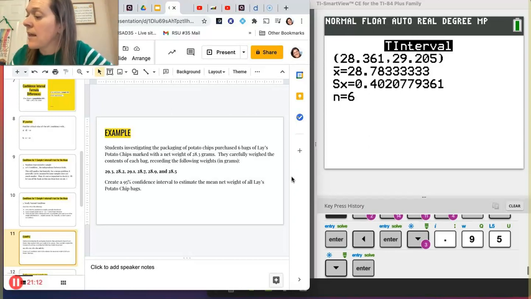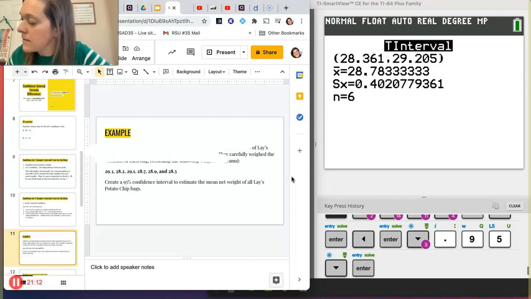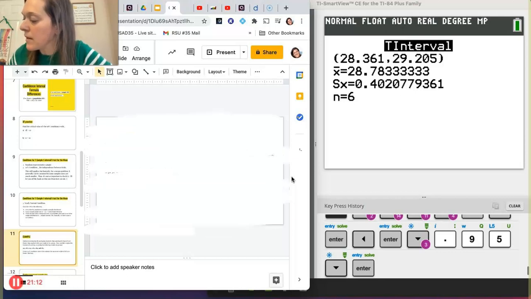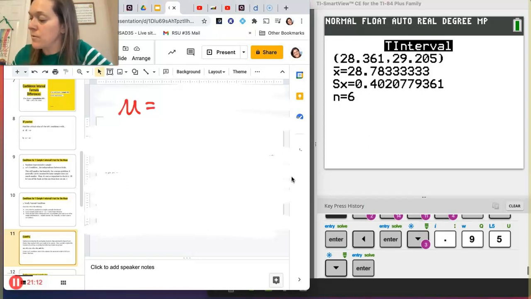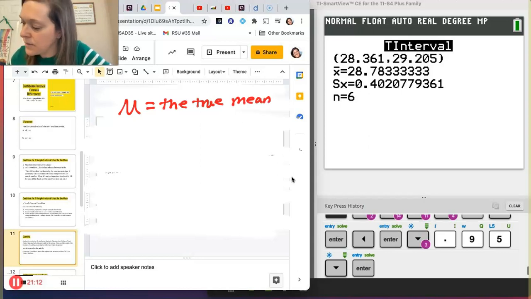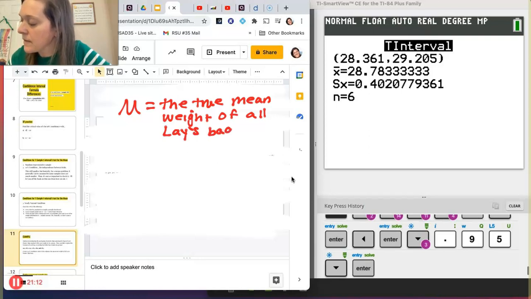So how do we do a confidence interval? We panic. Sorry, I'm just trying to give myself some blank space here. All right, so what is my P in this case? My mu is the parameter. So mu represents the true mean weight of all Lay's bags. Okay, so there's my parameter. My parameter in this case is mu.